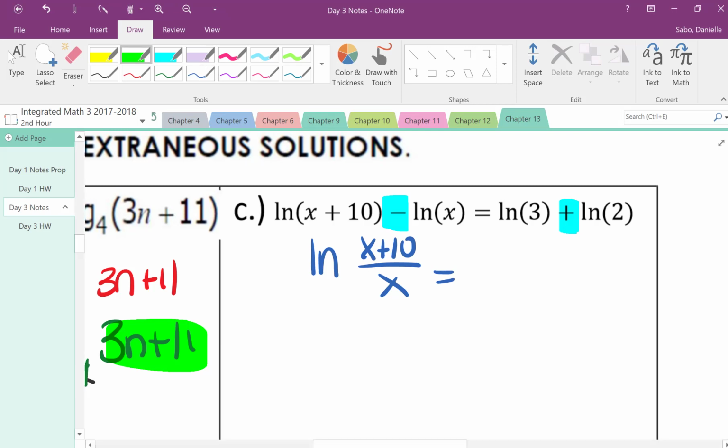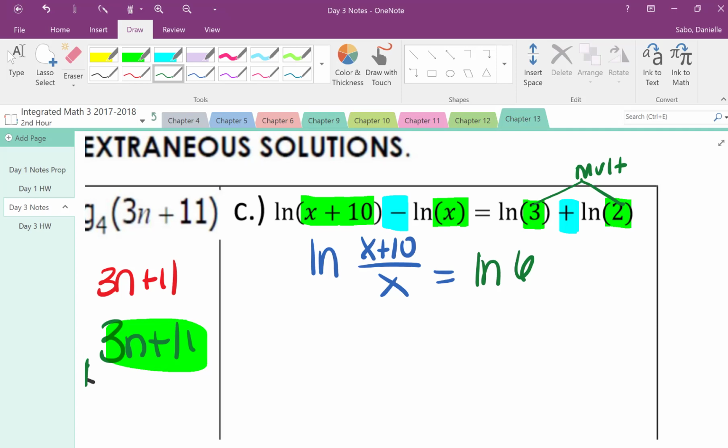Sorry, where did the x go? Good question. So here, when I do division, I take the arguments. So I have x plus 10 all over x. Here, I take the arguments and I multiply them now, and I get ln of what? 6, because I multiplied them together. Good question. I'm glad you brought that up because I was going to ask it to you anyways.